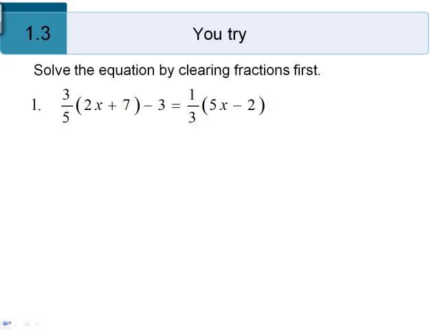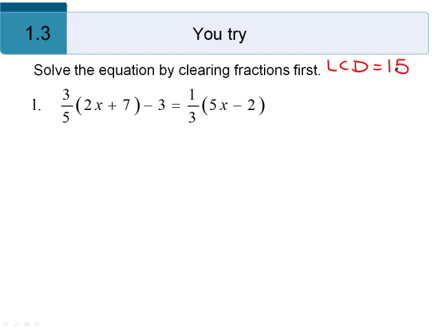Okay. Now, here's the difference on this one. This one's gross because there's fractions with parentheses. So you're going to have to get rid of both. You're going to have to get rid of the fractions and the parentheses. And I think it's easier to get rid of the fractions first because nobody wants to distribute 3/5. That's gross. Okay? So what we're going to do is look at the two denominators, the 5 and the 3. The common denominator is going to be 15.